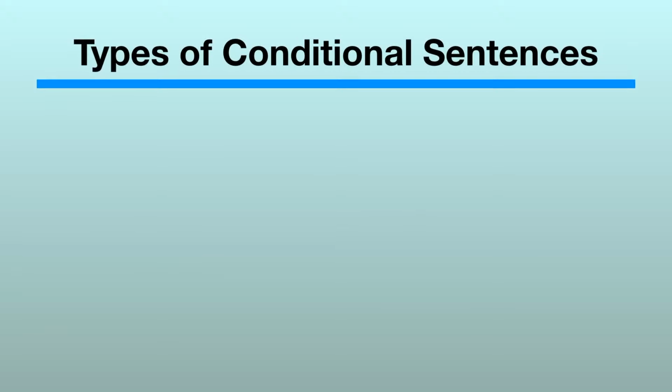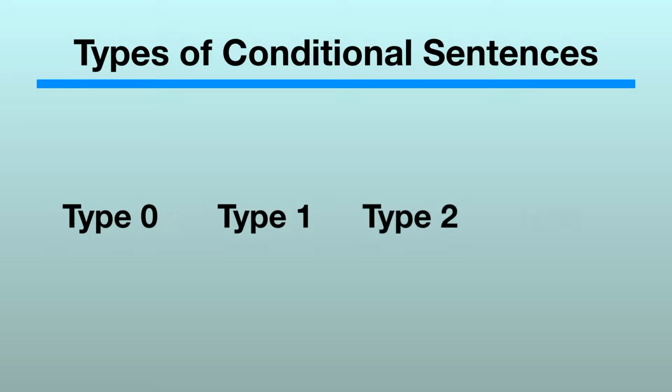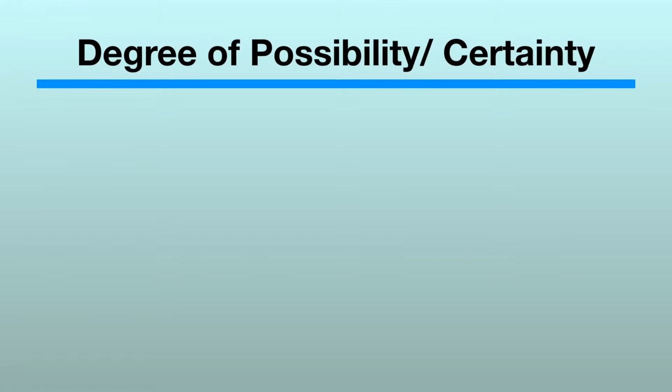From a traditional perspective, there are four types of conditional sentences: type 0, type 1, type 2, and also type 3. The reason why there are different types of conditional sentences is that we use different structures based on the degrees of possibility or certainty we want to express. Let's go through the usage briefly one by one.